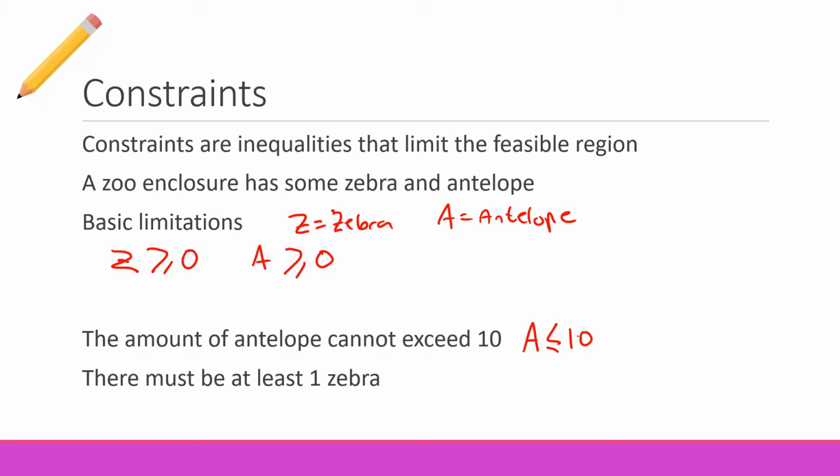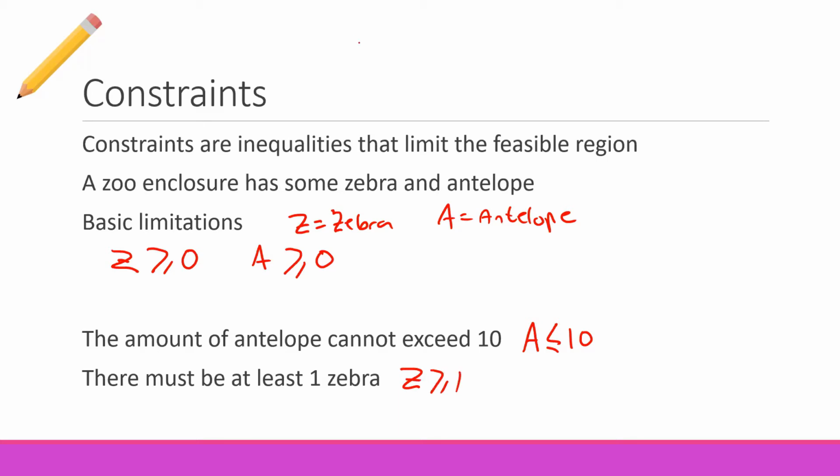And there must be at least 1 zebra. How could I do that one? What would that one look like? Z must be greater than or equal to 1. Perfect.